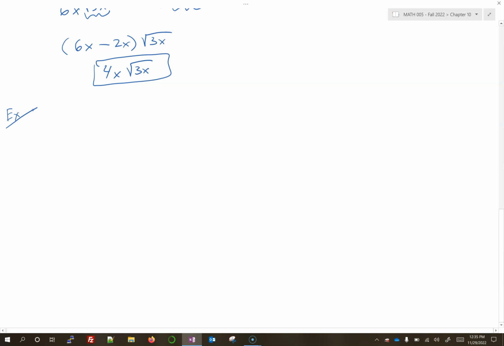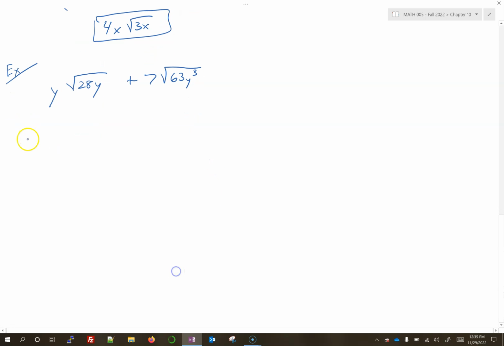All right, so I'm looking at this one blind. I'm going to do y times the square root of 28y plus 7 times the square root of 63y cubed. All right, so both of these square roots can be simplified, so let's just have at it. So I'm going to leave this y out front. So for 28, I'm going to split that up into the square root of 4 times the square root of 7 times, now I have a square root of y, I really can't do anything much with that.